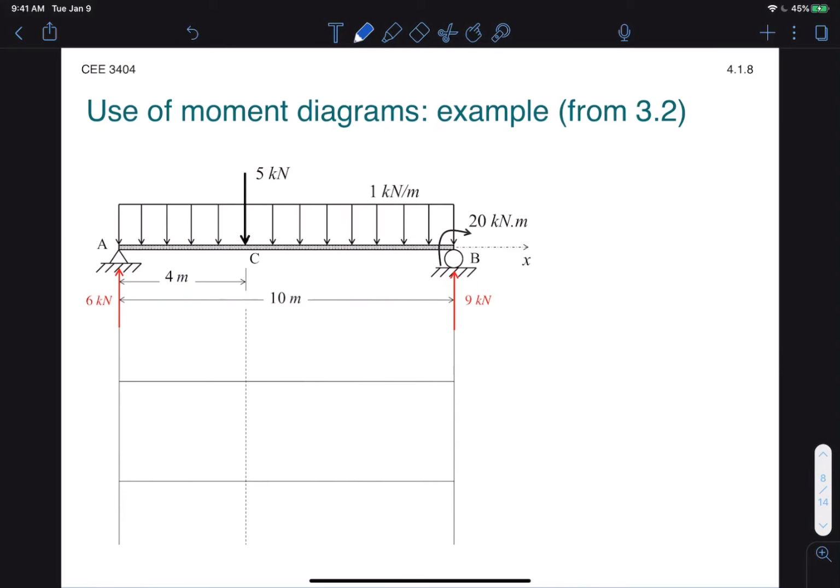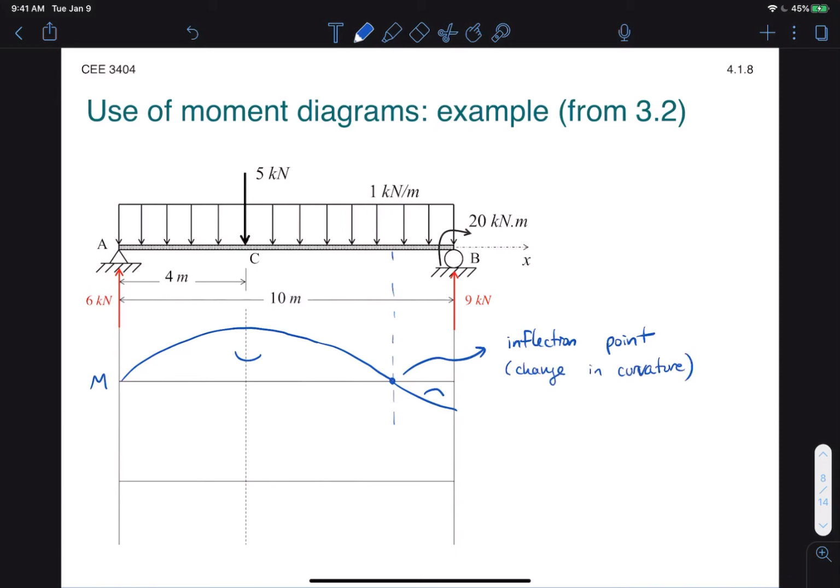So let's look at the example from 3.2. If we recall, in that lesson, we calculated the moment diagram for this beam, and it looked something like this. So we went from positive curvature on the left side to negative curvature on the right side, going through this point here, which we typically call an inflection point. This is a change in curvature. It's also a point where the moment equals 0. Okay, so we need to be conscious of these points because they'll impact the shape of our deflection diagram.